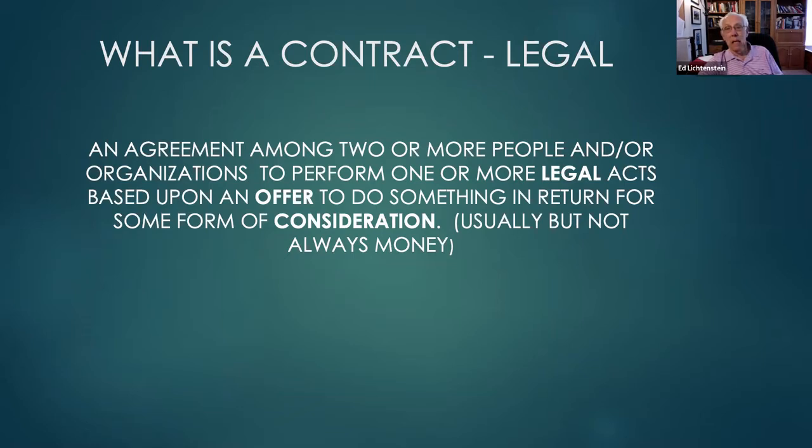The act can be, I will build a house for you, and the consideration is I'm going to pay you money. Or it can be, I'm going to let you use my intellectual property and you're going to pay me some kind of money, or you're going to give me something else in return. Maybe I'll let you use my intellectual property if you agree to give me space in your building. So it doesn't always have to be money, but it's always for some kind of consideration. A contract is not a promise to do something for free.